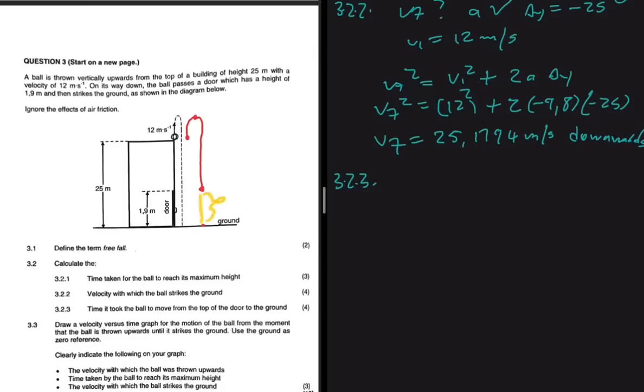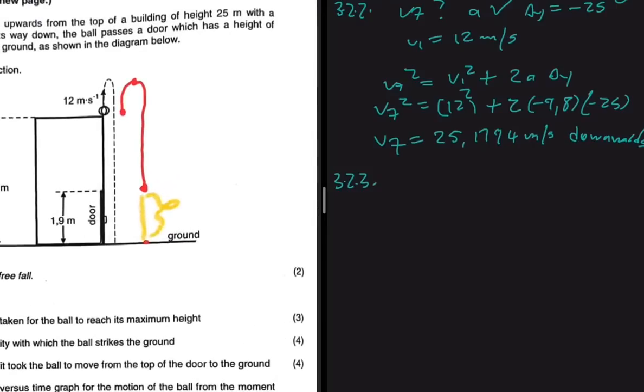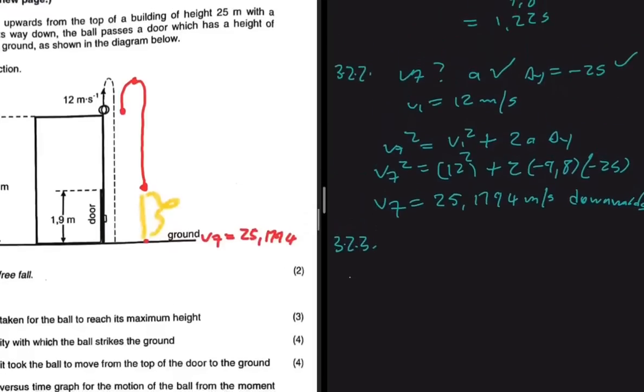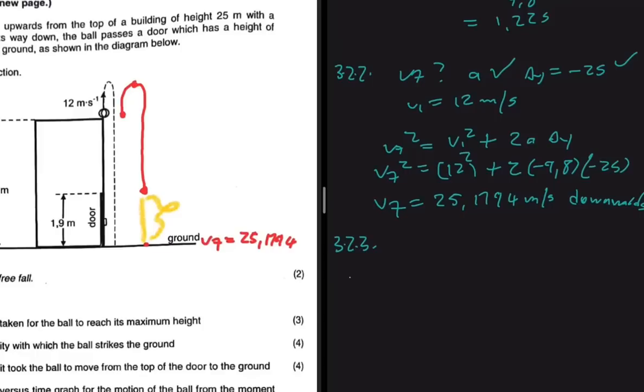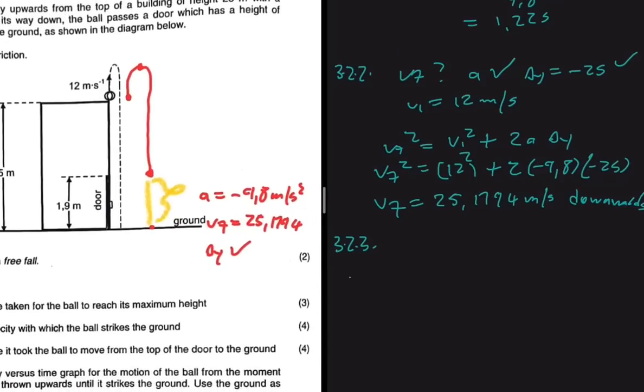So now let's fill in the information we have and see how we can solve this problem, right? So here we have a VF, which is equals to 25.1794, right? And then here we also know the acceleration. The acceleration is obviously minus 9.8 meters per second squared, right? And then we have delta Y. We know the height of the door is 1.9 meters. So we have delta Y, and then what are we looking for? We're looking for the time it takes. So we're looking for delta T.